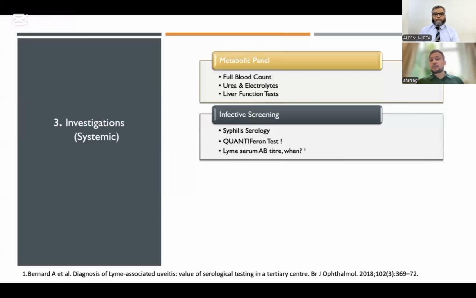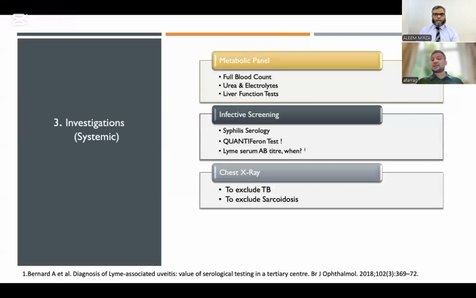Going back to the Quantiferon test, we do the Quantiferon test in intermediate uveitis if there is a definite exposure to tuberculosis, or if it's a chronic bilateral intermediate uveitis that is not responding to treatment. Okay? Chest X-ray to exclude TB and to exclude sarcoidosis.